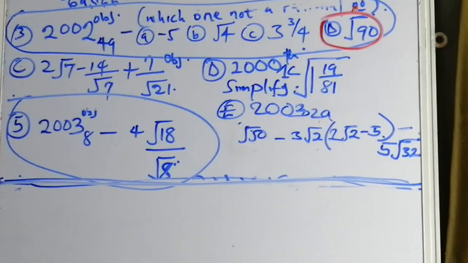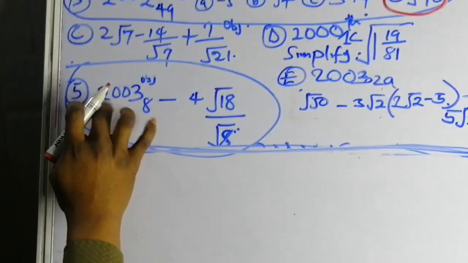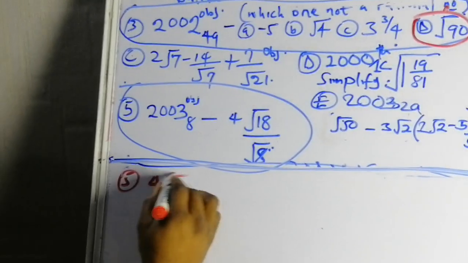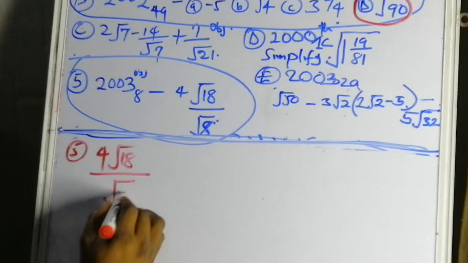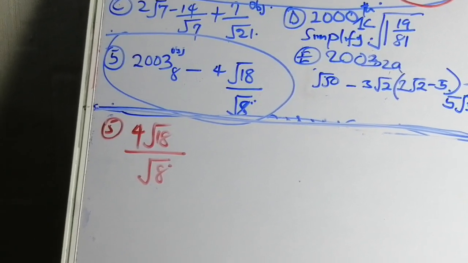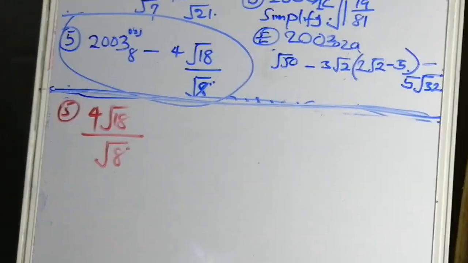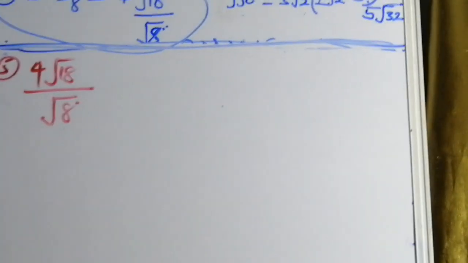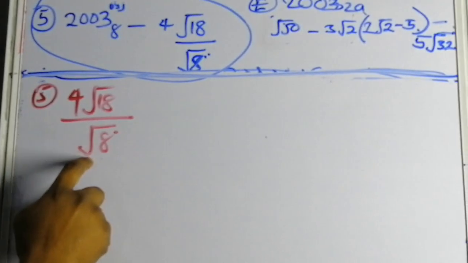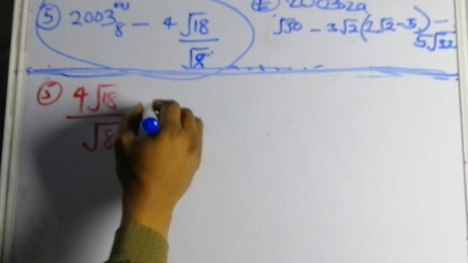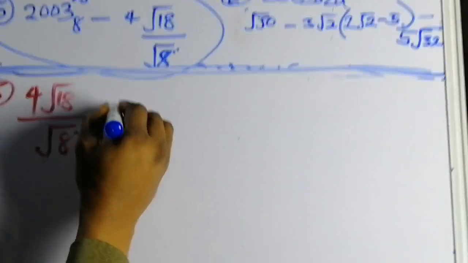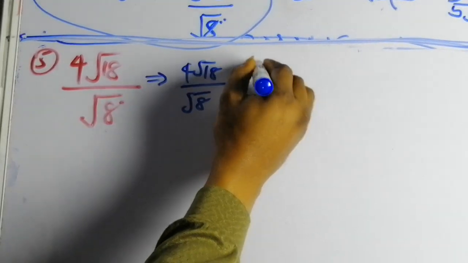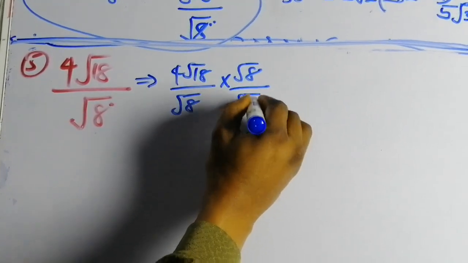Now for question number 5, I said we should solve this. That's part of the assignment. Let's start from number 5. It's very simple. Like I said, this is just rationalization. Here we don't want a square root at the denominator. The removing of this square root from the denominator is what we call rationalization. So this implies 4 root 18 over root 8, times root 8 over root 8.